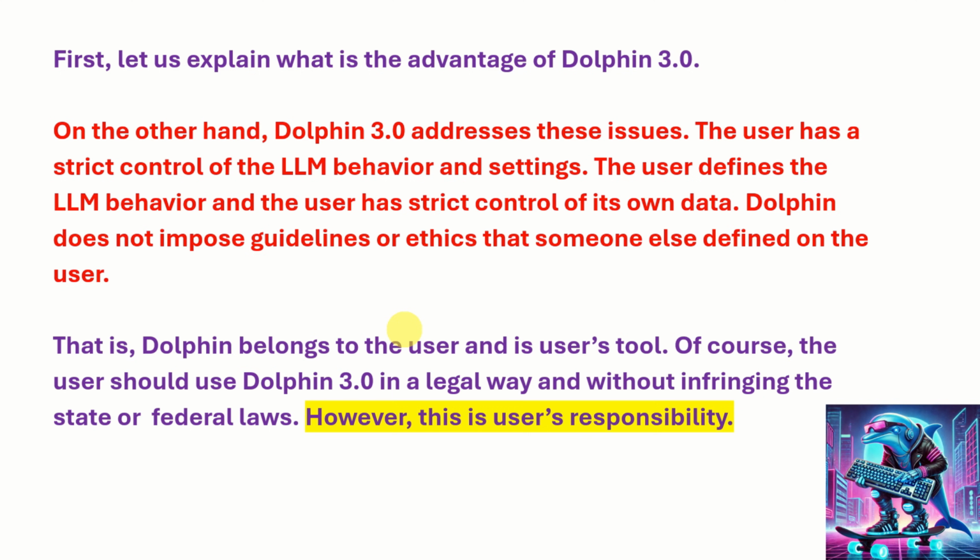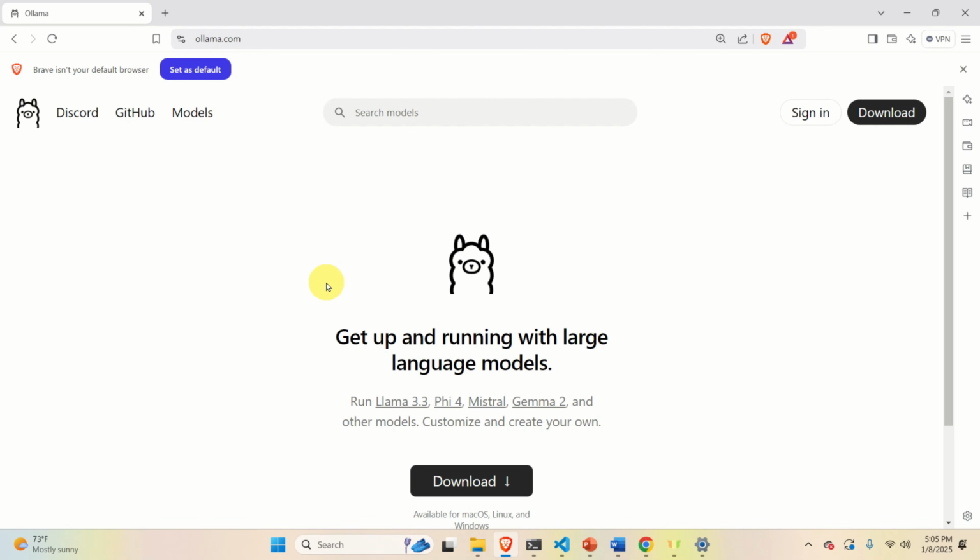Then, Dolphin 3.0 does not impose guidelines or ethics that someone else defined on the user. That is, Dolphin belongs to the user and it is the user's tool. Of course, the user should use Dolphin 3.0 in a legal way and without infringing state or federal laws. However, this is the user's responsibility. Okay, let's start with the installation process.